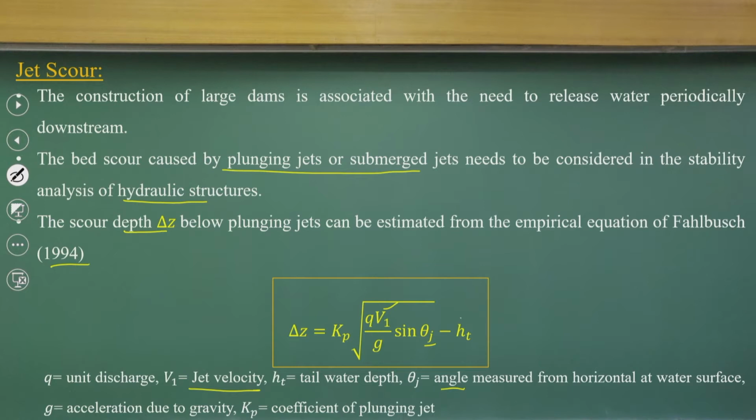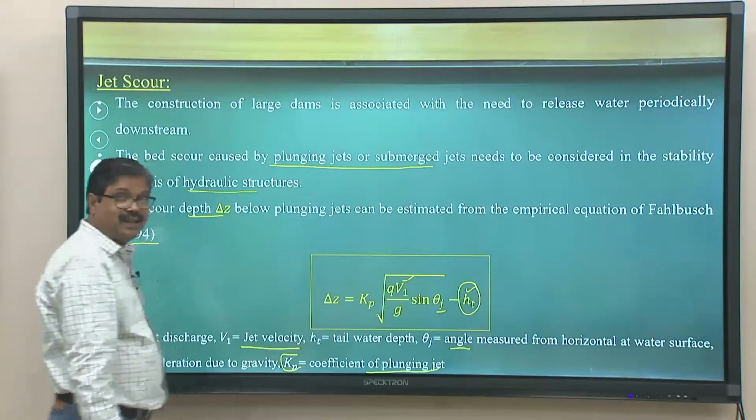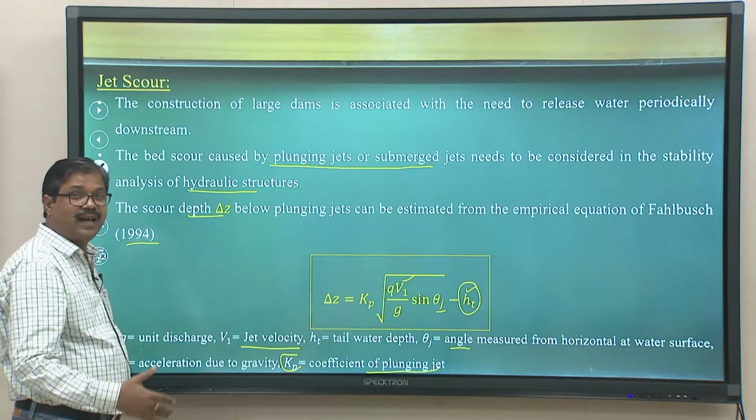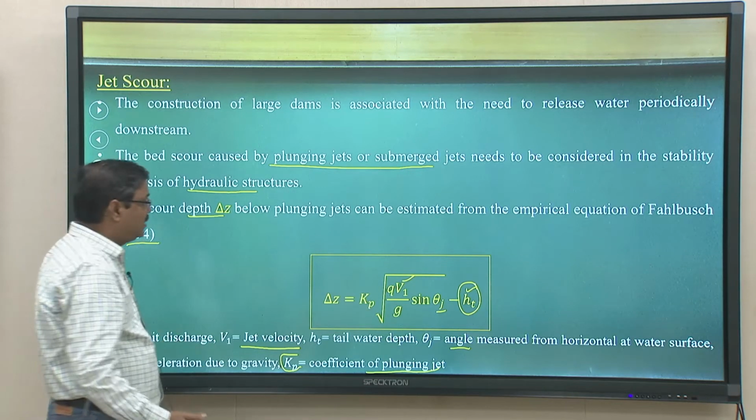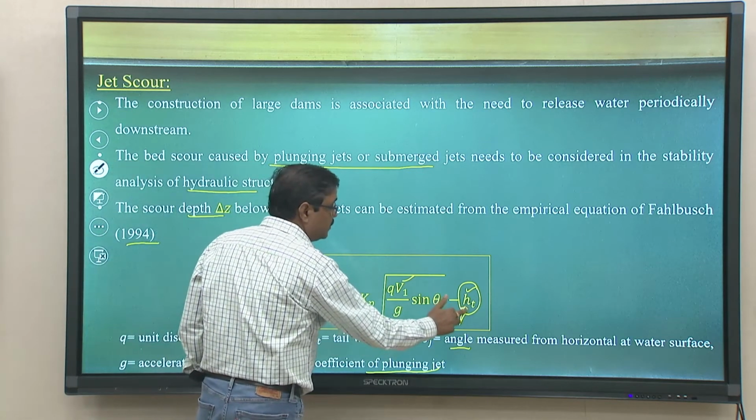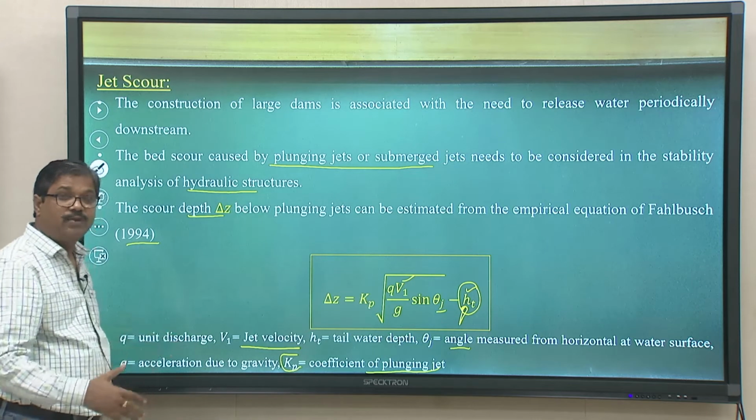Then you have the tail water depth, and Kp stands for the coefficient for the plunging jet. So the scour depends upon jet characteristics, in terms of the jet velocity and theta j, and it depends upon the tail water depth. That is why, if you have a higher tail water depth, the scour depth is less. Most of the time, they create stilling basins or another control structure in such a way that we can increase the tail water depth and reduce the scouring depth.